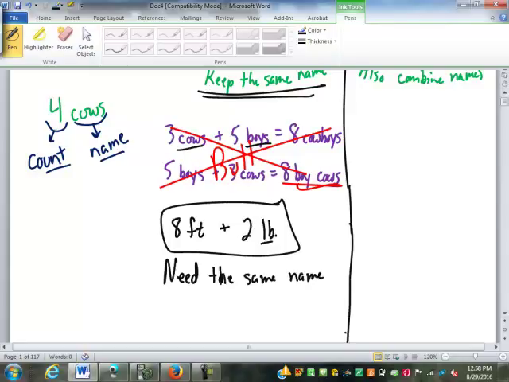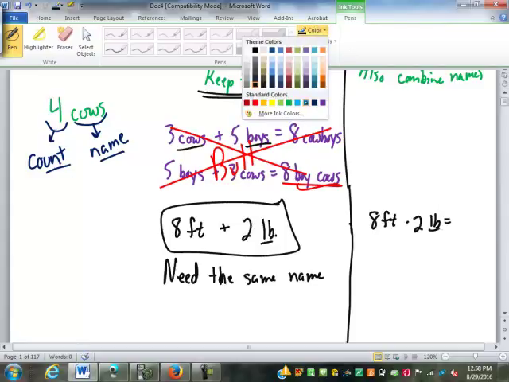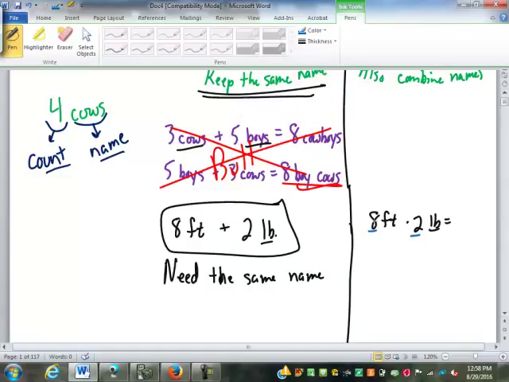Now with multiplication and with division, because we're going to also combine the names, we don't have that requirement. If I have 8 feet times 2 pounds, I am going to combine the counts. We're multiplying, so it's 8 times 2 is 16, but I can also combine the names. Feet times pounds is foot-pounds, which is a unit of torque. Or if you're looking at construction, it's a unit of moment on your beams and stuff like that. It's a measurement of bending capability. Ability to support a bend or the amount of bending force on a beam. So when we multiply, we do not need the same names.